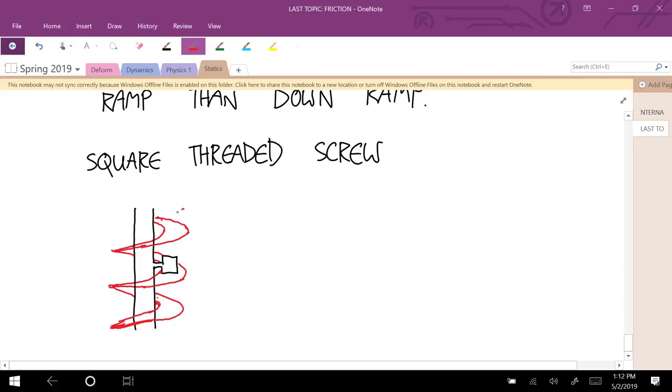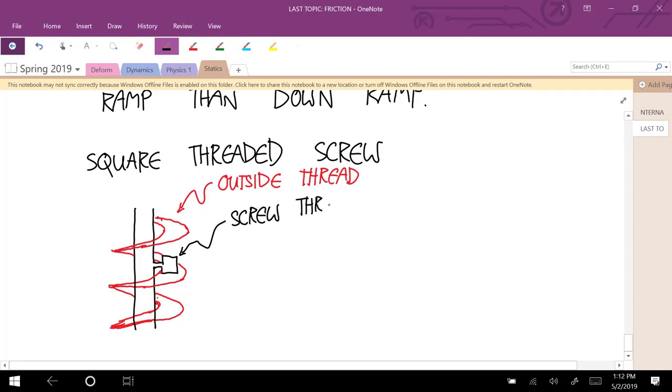Okay, so the red is the outside thread. This little box is the screw thread. And we can do that because the area of contact doesn't matter.